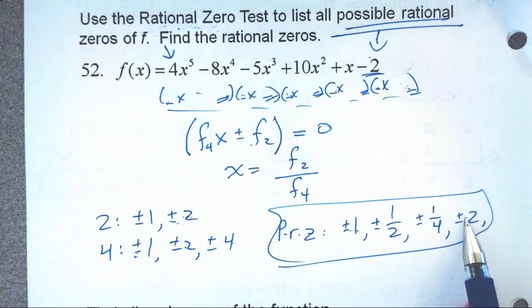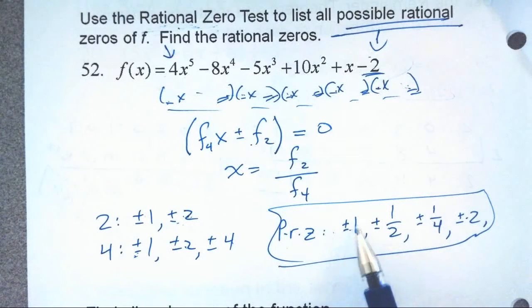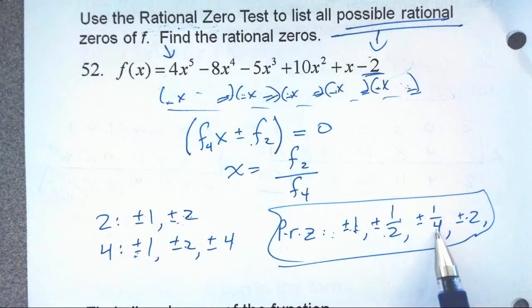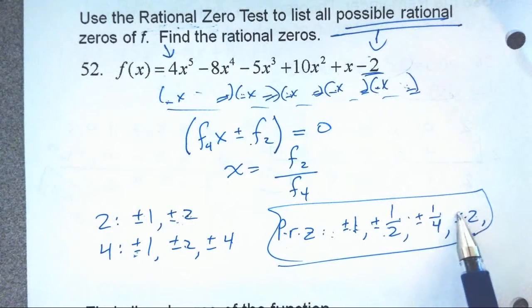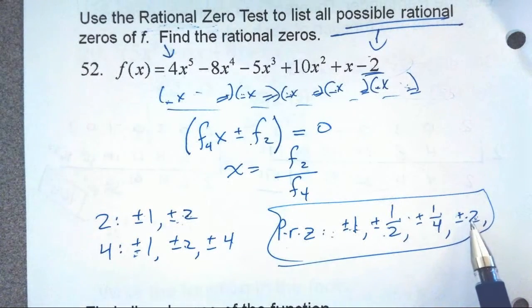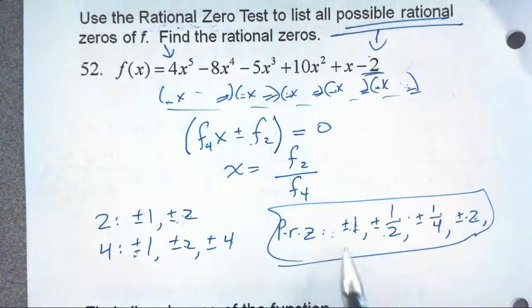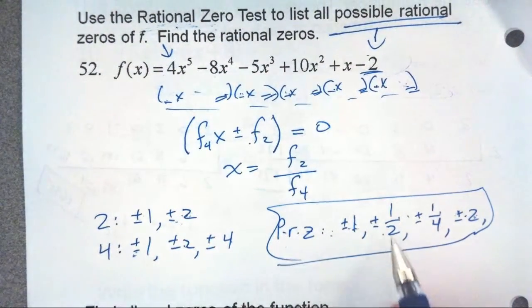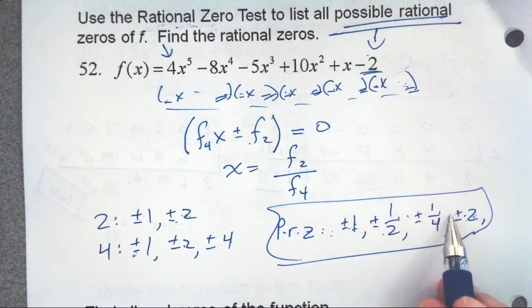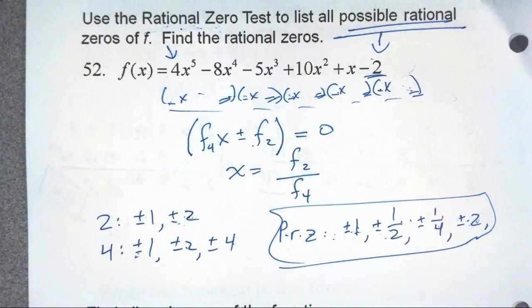Any one of those may lead to, for instance, x plus 1 might be a factor. X minus 1 might be a factor. Negative 2x plus 1 might be a factor. Negative 4x plus 1 might be a factor. X minus 2, x plus 2 might be a factor. These are the values that might be zeros. And then I might start the synthetic process with those to see which actually are.